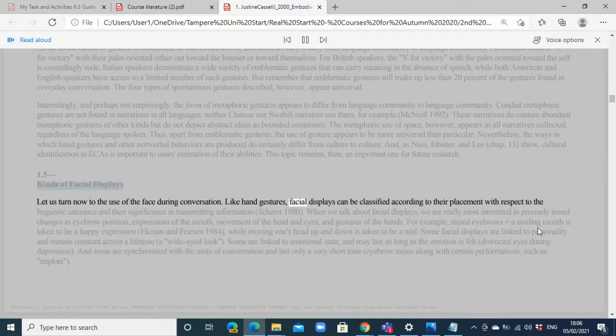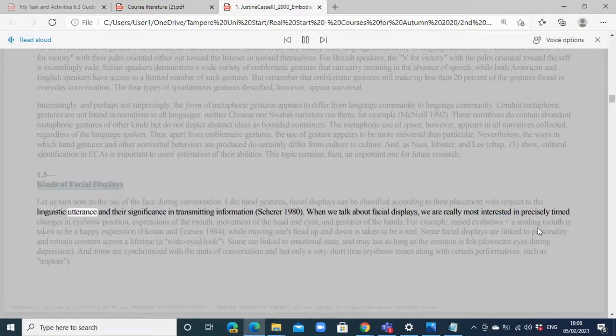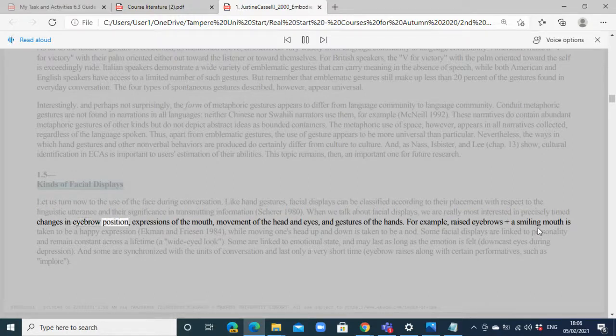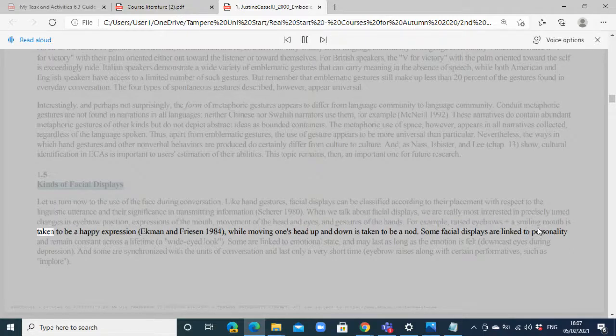Like hand gestures, facial displays can be classified according to their placement with respect to the linguistic utterance and their significance in transmitting information, Scherer 1980. When we talk about facial displays, we are really most interested in precisely timed changes in eyebrow position, expressions of the mouth, movement of the head and eyes, and gestures of the hands. For example, raised eyebrows and a smiling mouth is taken to be a happy expression, Ekman and Friesen 1984, while moving one's head up and down is taken to be a nod.